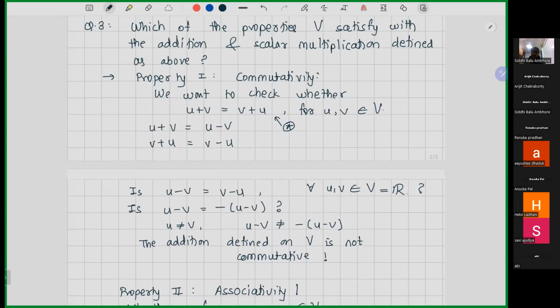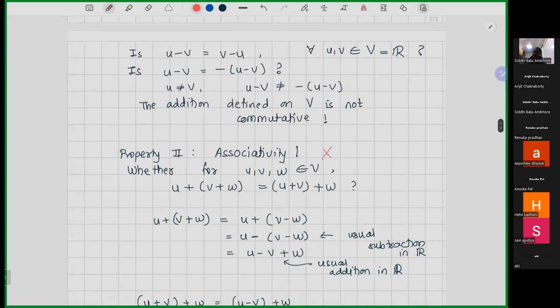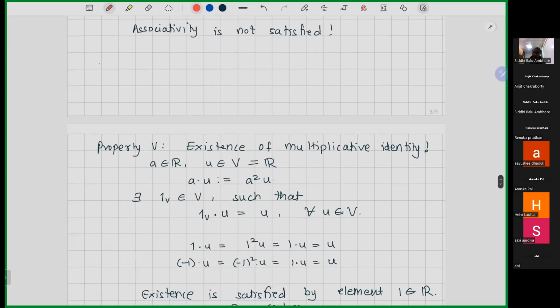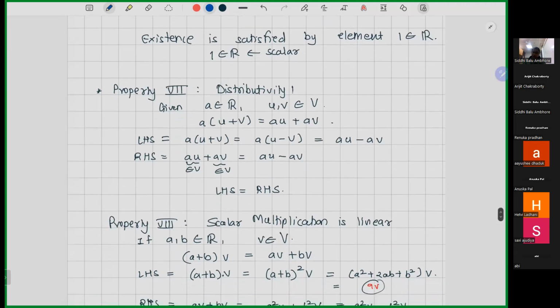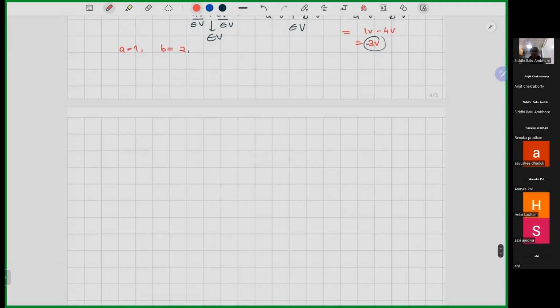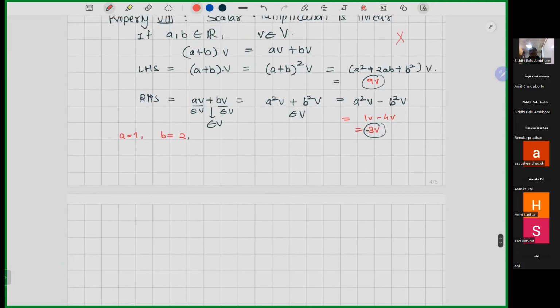For example, they do not satisfy the commutativity. It does not satisfy the associativity. It has a multiplicative identity, and it is also distributive. But again, the scalar multiplication is not linear. Okay, so this set V, the set of real numbers, the way we have defined addition and the scalar multiplication here, is not a vector space.